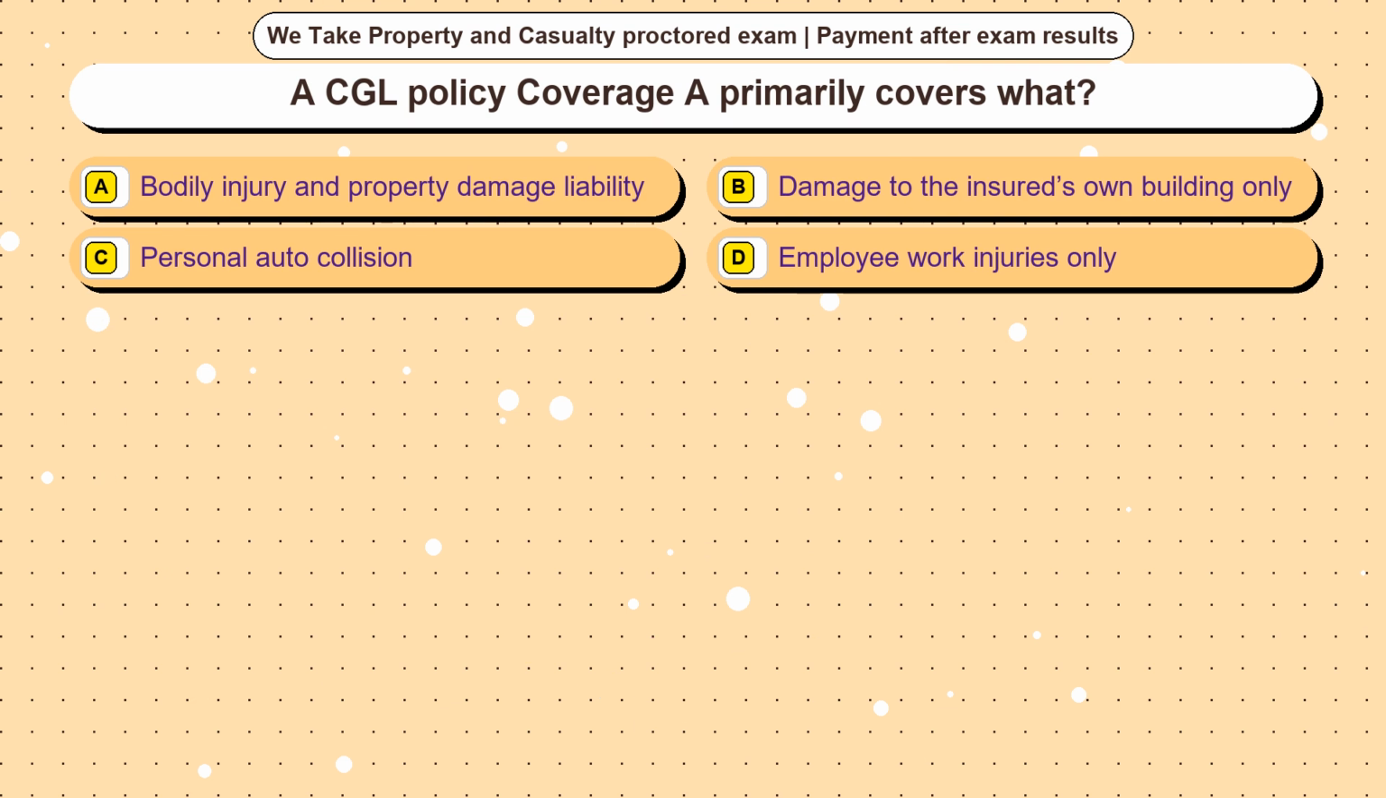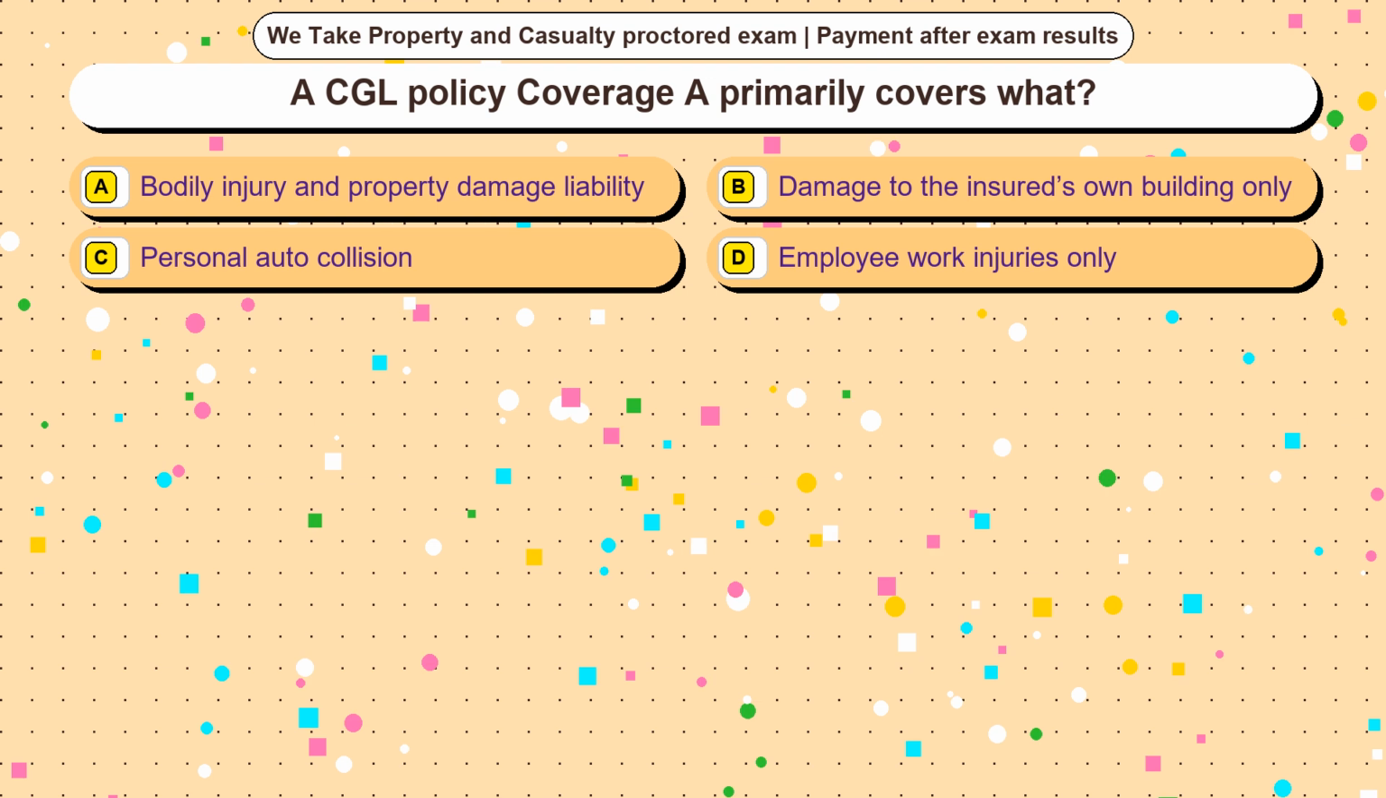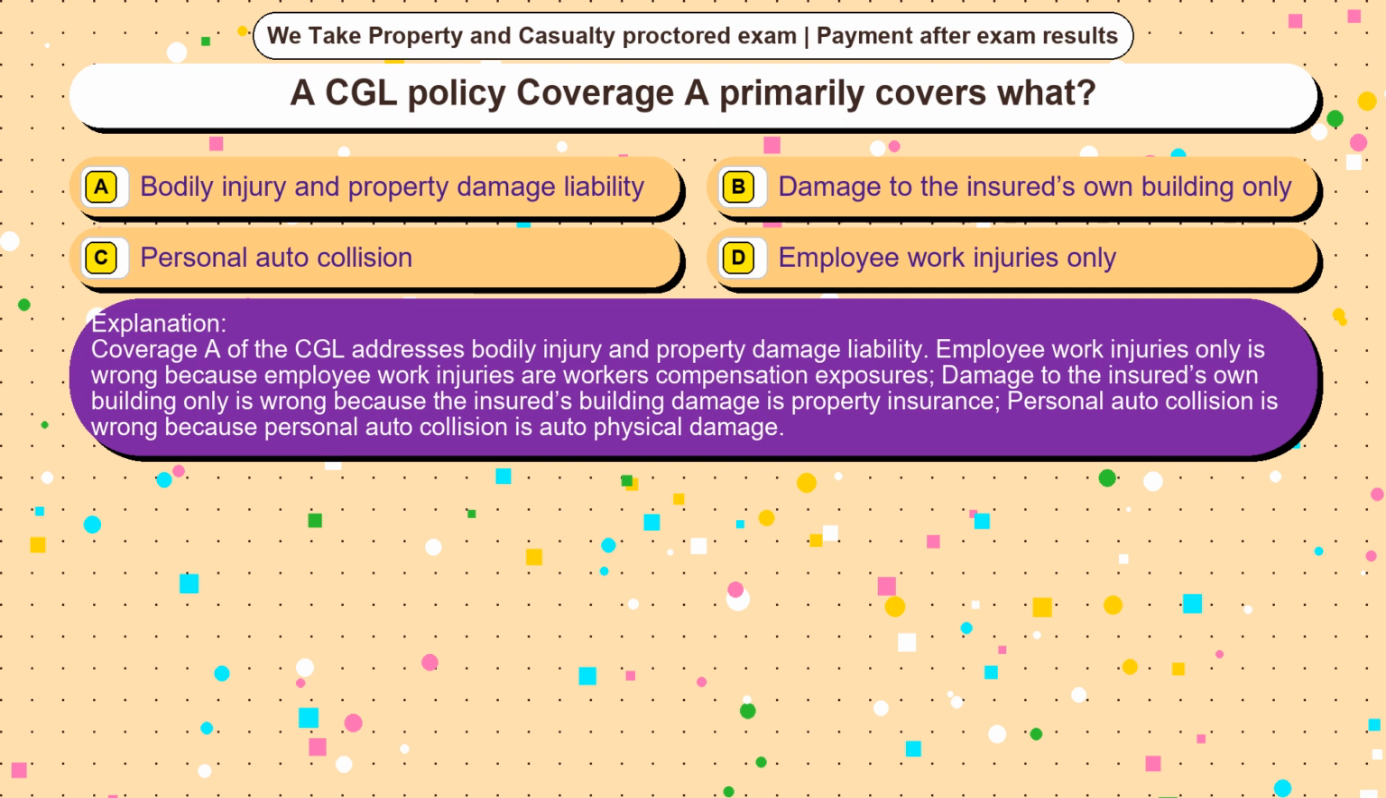Question 13. A CGL policy coverage primarily covers what? Option A, bodily injury and property damage liability. Option B, damage to the insured's own building only. Option C, personal auto collision. Option D, employee work injuries only. The correct answer is option A. Coverage A of the CGL addresses bodily injury and property damage liability.